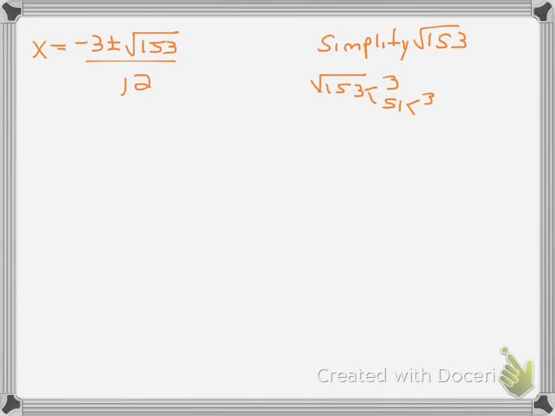Break down 51, that's 3 times 17. Now I'm crossing out the 153 and I'm crossing out the 51. It's 3 times 3 times 17. That's what 153 is. I'm circling the 3's because those are pairs. I'm going to bring out that 3 now.